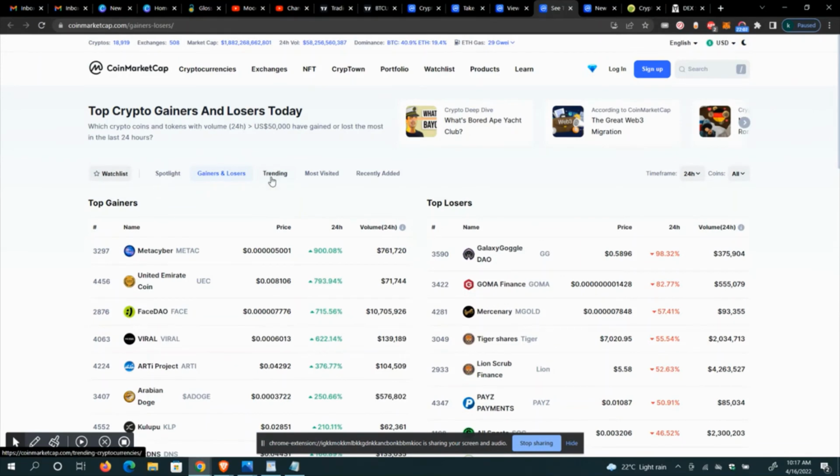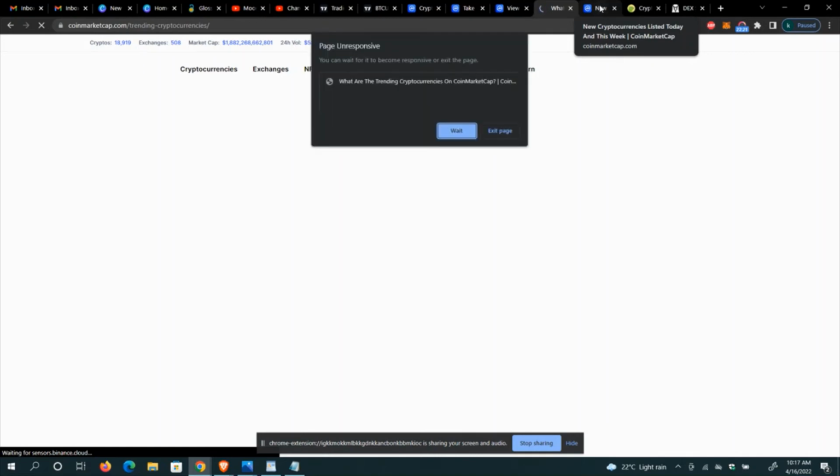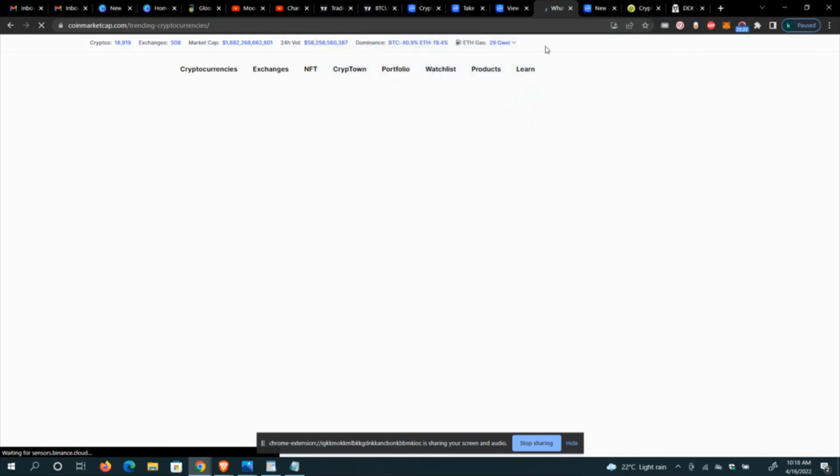If you want to see coins that are trending, you come here and click on trending coins. These are just ways you can make money if you want to be an investor in crypto. If you have money you want to invest in a coin in the short term, you can come to the trending ones, top gainers, top losers. But there's a strategy for this also. You don't just get into it just like that.